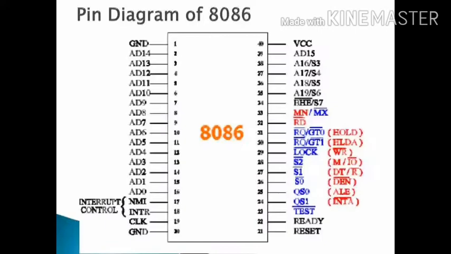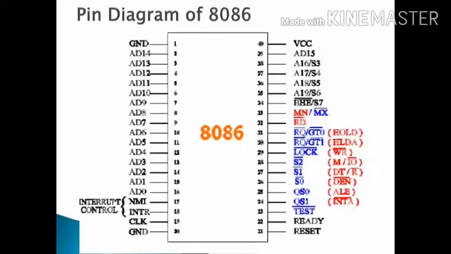Next pin is the reset pin at pin number 21. We earlier discussed the clock pin at 19, and this is pin number 21 because pin number 20 is the ground pin as already discussed. The reset pin is used if you want to reset the microprocessor. If the logic is set to 1 for at least 4 clock cycles, the 8086 microprocessor gets reset, which means it will start from the initial state.